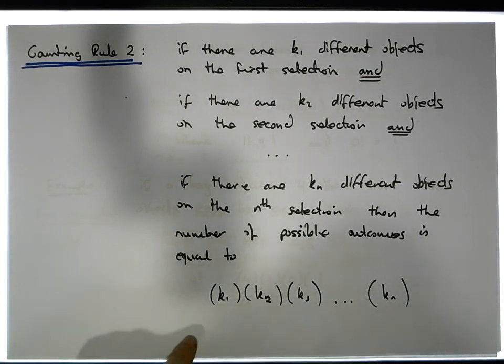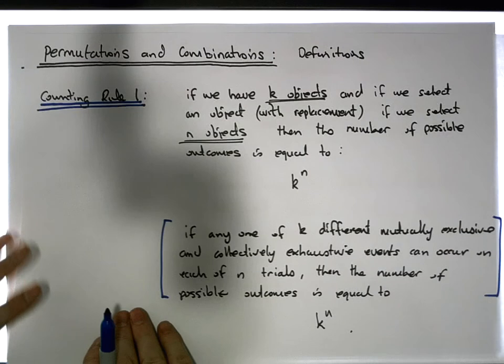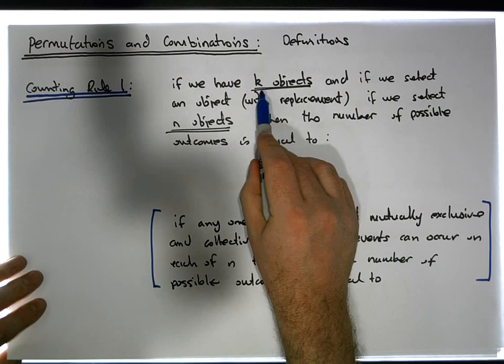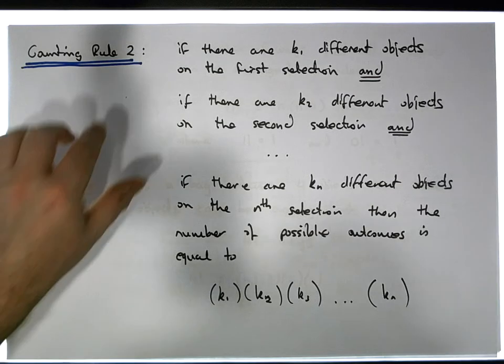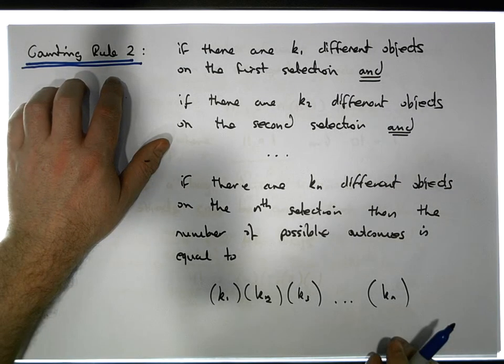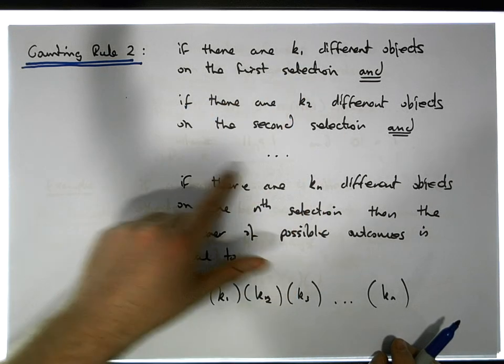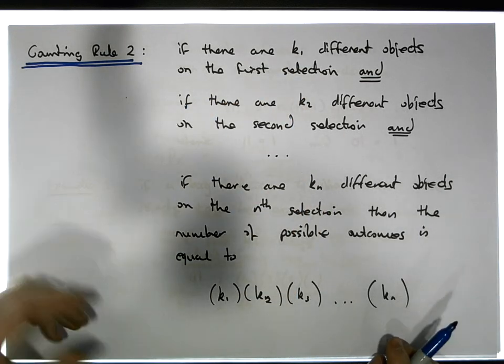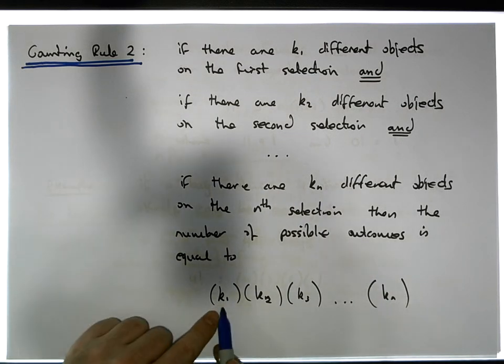Now, this is a change to our first rule. The first rule had a constraint on it where we had k objects, the same number of objects for each selection. Now with the second rule, we have a different number of objects for each selection, and if you make n selections, the total number of possible outcomes is simply the product of all the possibilities for each of the individual selections.